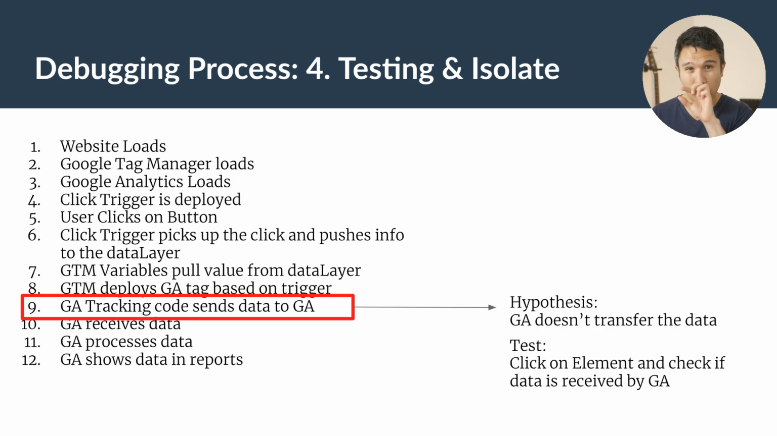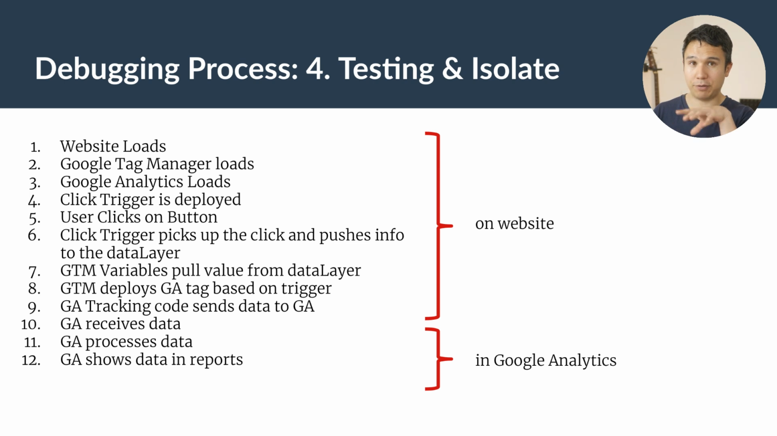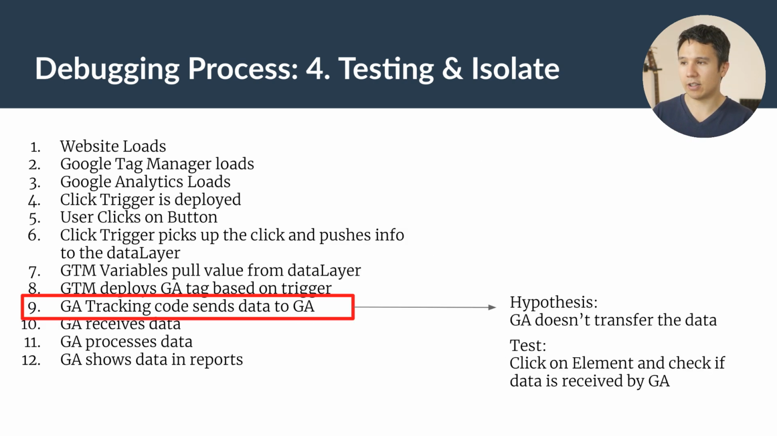Then you choose one of these points. Now, as you saw earlier, we have grouped this into what is happening on the website and in Google Analytics. And the easiest way to build a decision tree of where I should look is asking: should I look at the website or should I look at the Google Analytics side? You devise a test and say, okay, let's look if the data actually gets sent over. And this is what we do here in step 9. The tracking code sends data to GA.